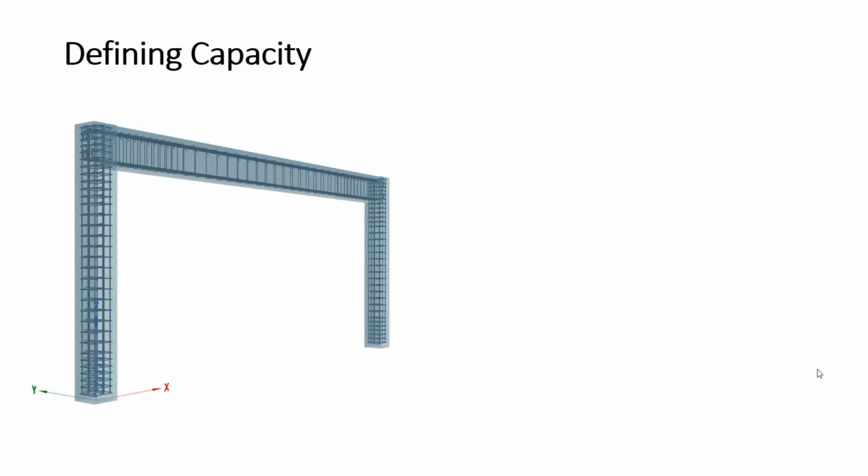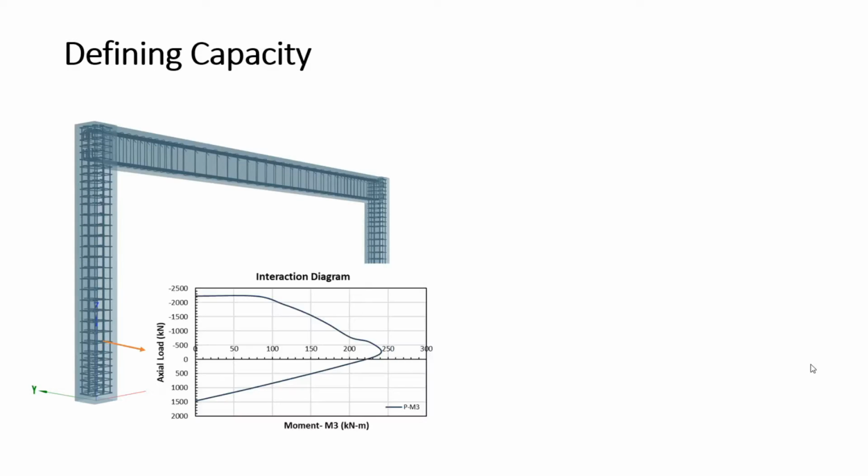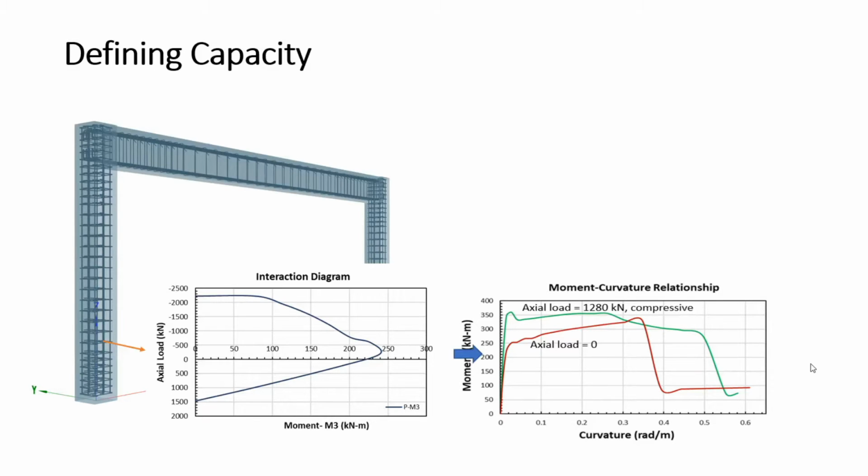How do we define capacity of a frame like this? Normally, the capacity can be defined by using two types of parameters. For a column, we can create the interaction diagram between axial load and moment, and from that, we can also determine the moment curvature for a given load level. So moment curvature, we have already discussed a lot in another video, and the interaction diagram we will discuss separately very soon.